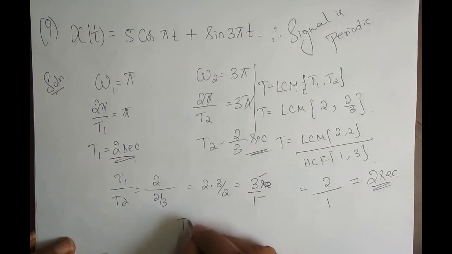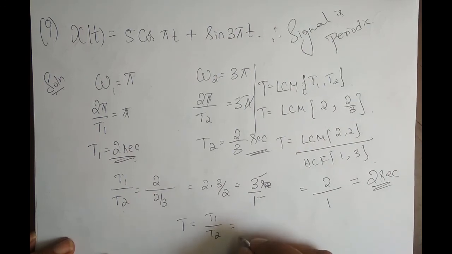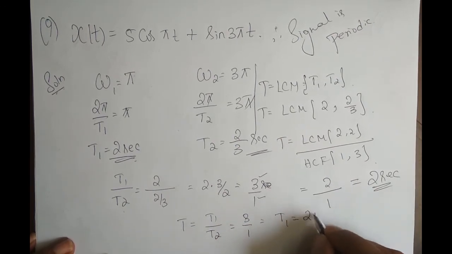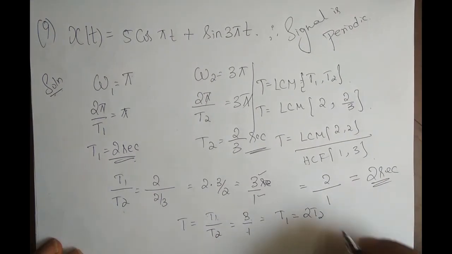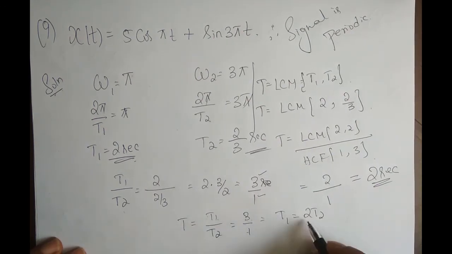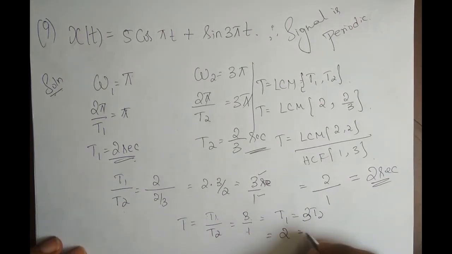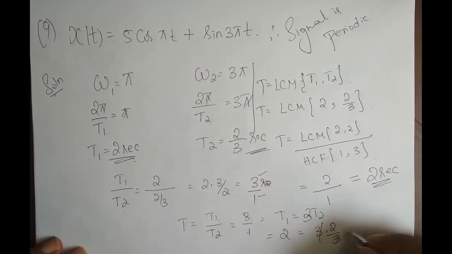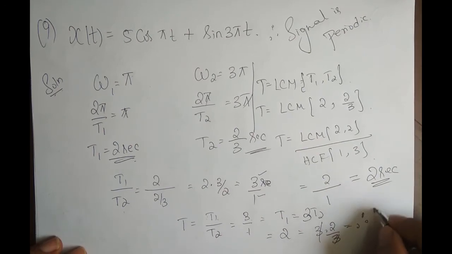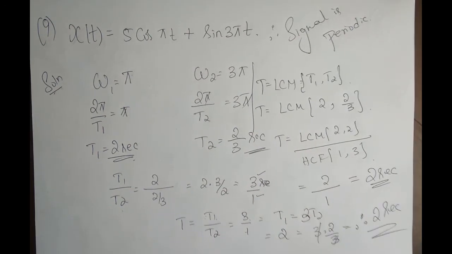Okay. Or you do the cross multiplication method. T is equal to what? What is the ratio of T1 by T2? It is 3 by 1, right? So 1 times T1 is equal to 3 times T2, right? What is the value of T1? It is 2, which is equal to 3 into, what is the value of T2? T2 is 2 by 3. So 3 cancels out. So 2. So therefore the fundamental period is 2 seconds. Fine.